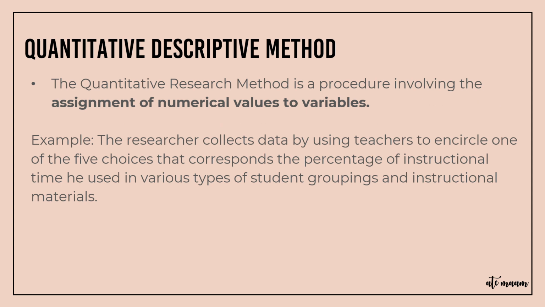For quantitative descriptive method, it is a procedure involving the assignment of numerical values to variables. So since it is quantitative, you will assign numerical values to your variables. So if you make your research or survey, there are choices there that have specific numerical values assigned to them. For example, the researcher collects data by using teachers to encircle one of the 5 choices that corresponds to the percentage of instructional time he used in various types of student groupings and instructional materials.